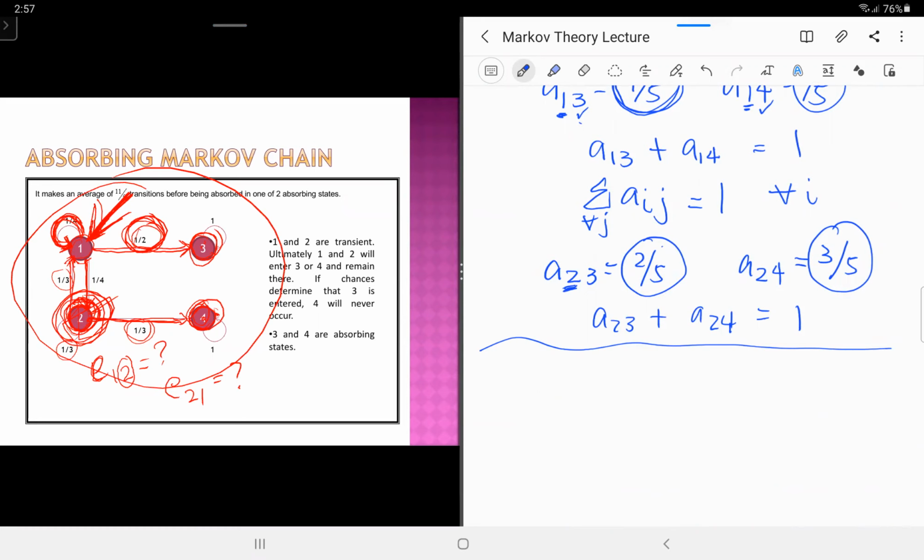So now you are actually able to calculate the probability of getting absorbed in each of these absorbing states. So in a problem, if I ask you, what is the probability that you will be absorbed in absorbing state J, given that you're in transient state I, all you have to do is to solve for Aij. Okay, so I hope that is clear. So we move.